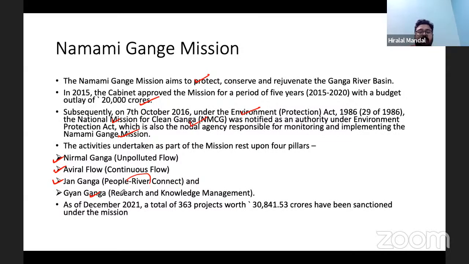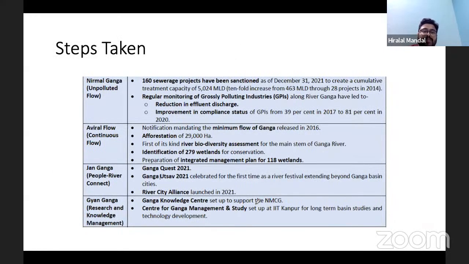So for that, a number of projects have been approved. Initially the target was 20,000 crore rupees, but the total outlay is to the tune of 30,841 crores, which have been sanctioned under the mission. Okay, what are the steps taken by the government of India in order to ensure that Nirmal Ganga, so that the water is purified?